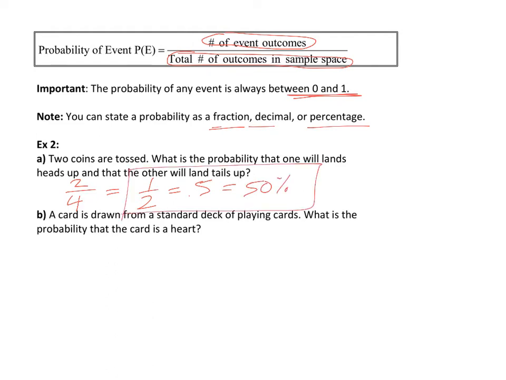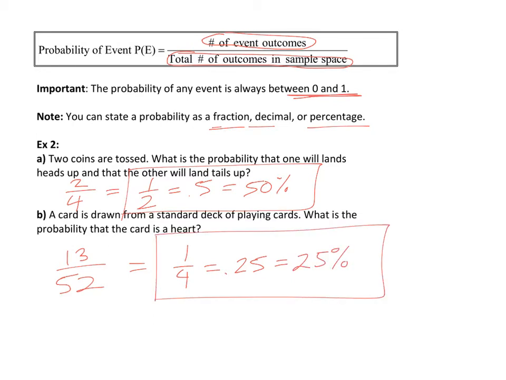Alright, for part B, a card is drawn from a standard deck of playing cards. What is the probability that the card is a heart? Okay, this is where you have to know all the cards that are in a deck of cards. Alright, so there's 13 hearts in a deck of cards. Out of how many total? 52. Alright, so that reduces to 1/4. Then I get 0.25. And then I get 25%. Yeah, that's all there is to that.